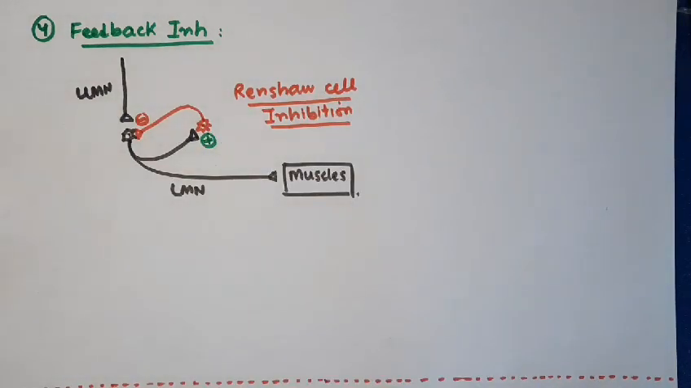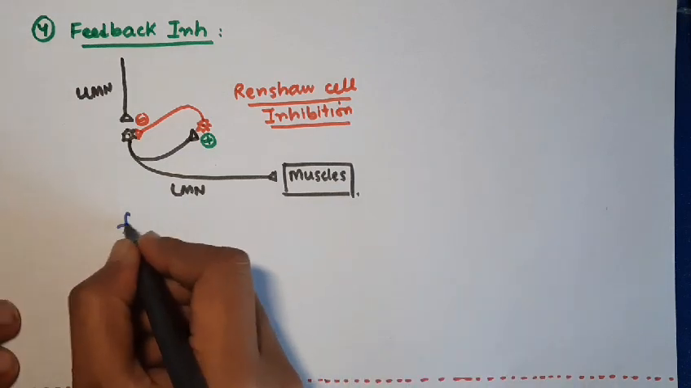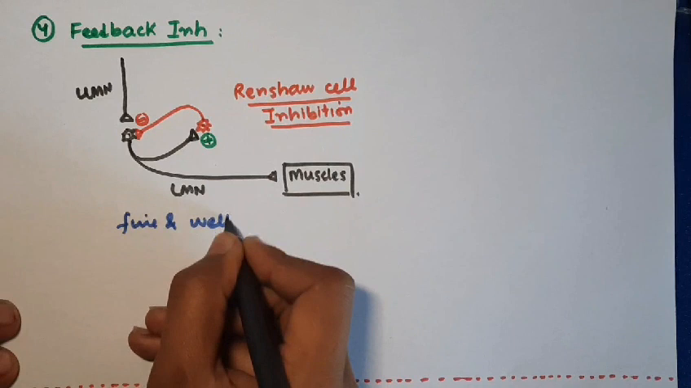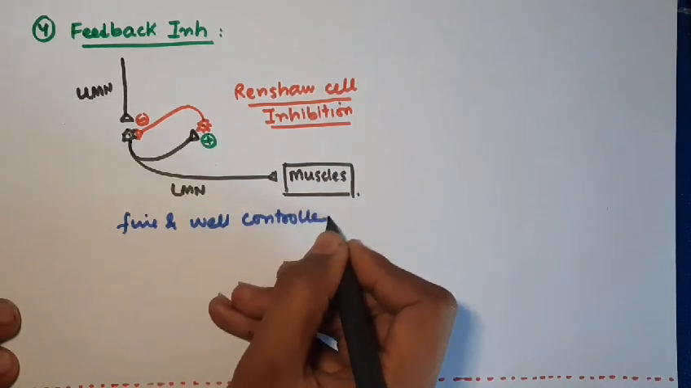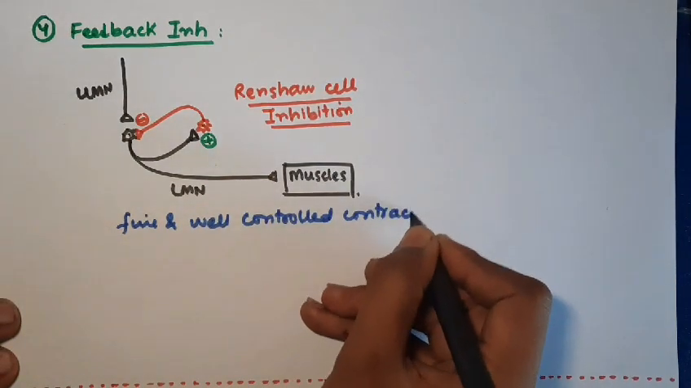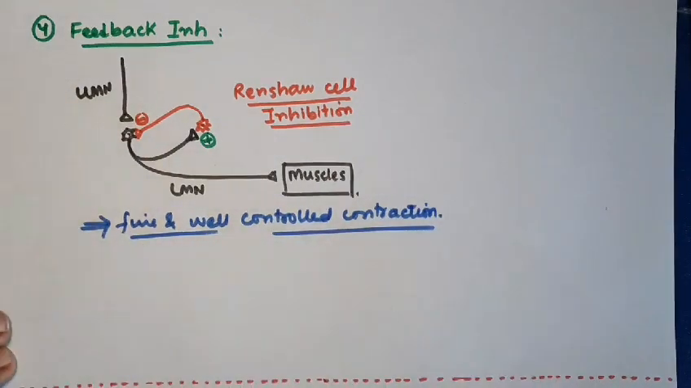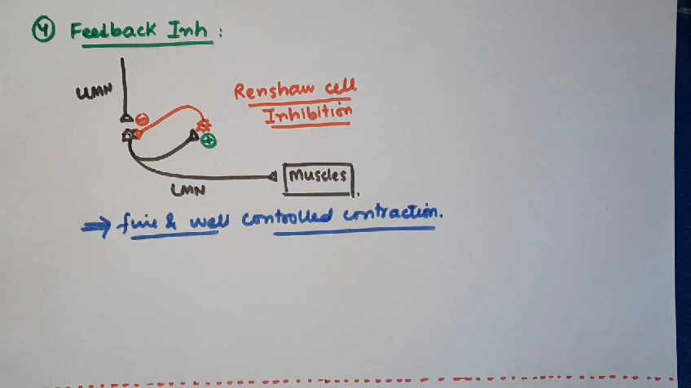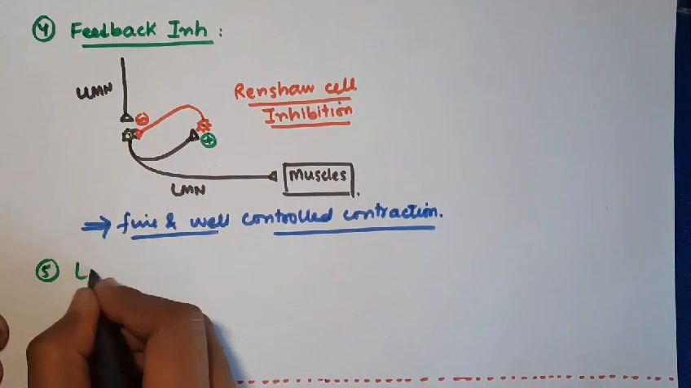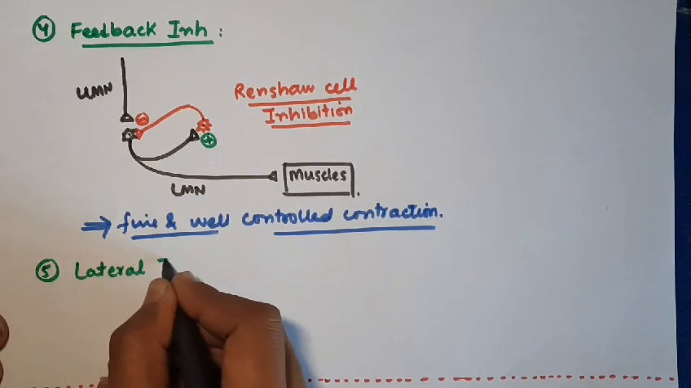This is called Renshaw cell inhibition, and the significance of this type of inhibition is that it helps in fine and well controlled movement of muscles. So there is fine and well controlled movement of muscles because of this feedback inhibition or Renshaw cell inhibition. Now we have another type of inhibition, that's the last type. It's called the lateral inhibition.